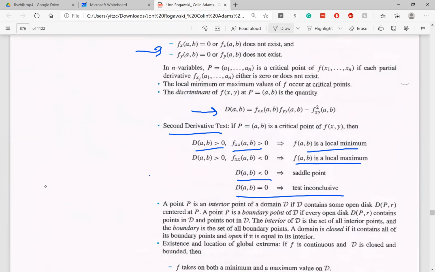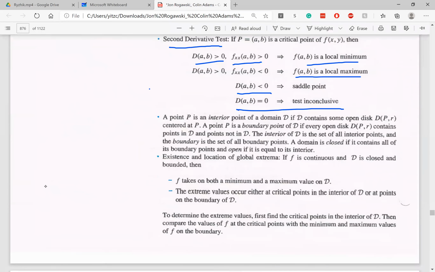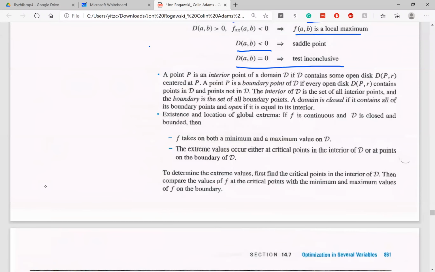In order to find global maximums and minimums, we look at the interior points and at the boundary points. The extreme values occur at critical points in the interior and in the boundary of the domain, if we're looking at some domain. So to determine the extreme values, find the critical points in the interior, and then find the critical points on the boundary. Any questions about this?